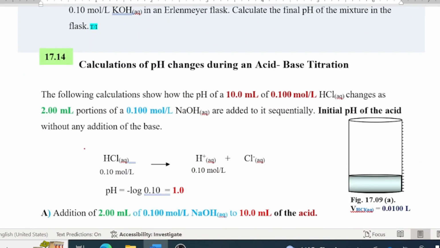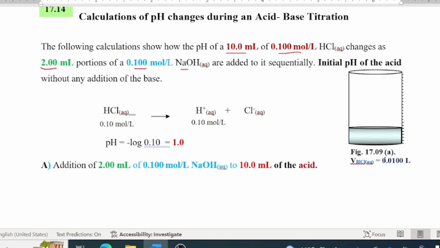Watch this now. You want to calculate the change in pH that happens if you have 10 milliliters of 0.1 mole per liter hydrochloric acid when you sequentially add 2 milliliter portions of 0.1 mole per liter NaOH. You want to find changes in pH. So this is what we have here. We have an initial volume of HCl. This translates into that many liters. That's my initial volume there.